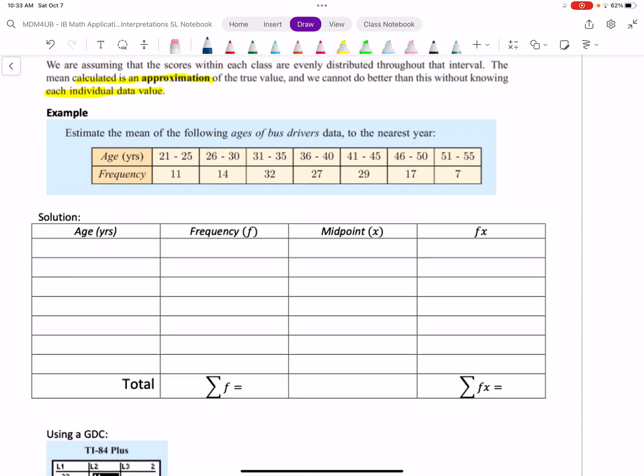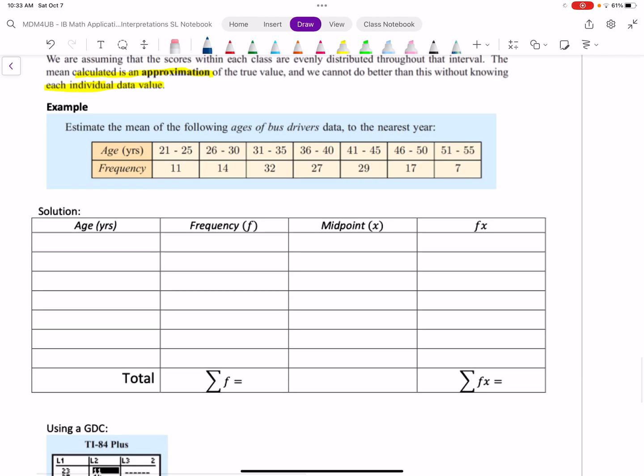It says estimate the mean for the following ages of bus drivers' data to the nearest year. So we've got the age within groupings and then the frequency. If we fill in this form, and again, you're going to mostly do this on your calculator, but let's just try it by hand as well. So I've got my groupings here. Notice that none of these overlap, which is key.